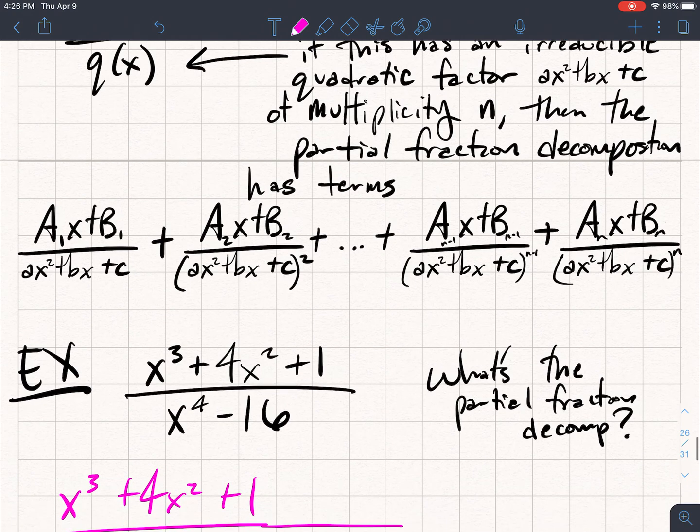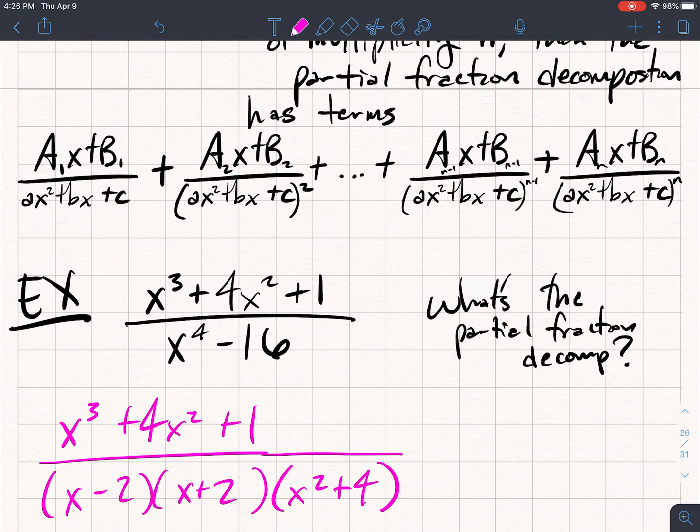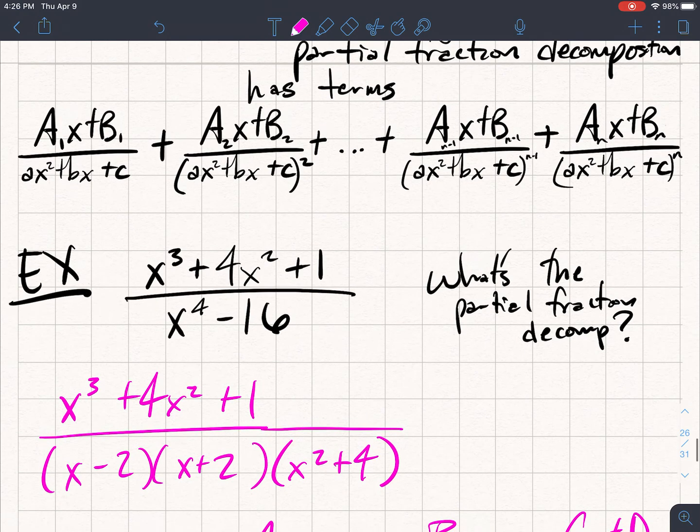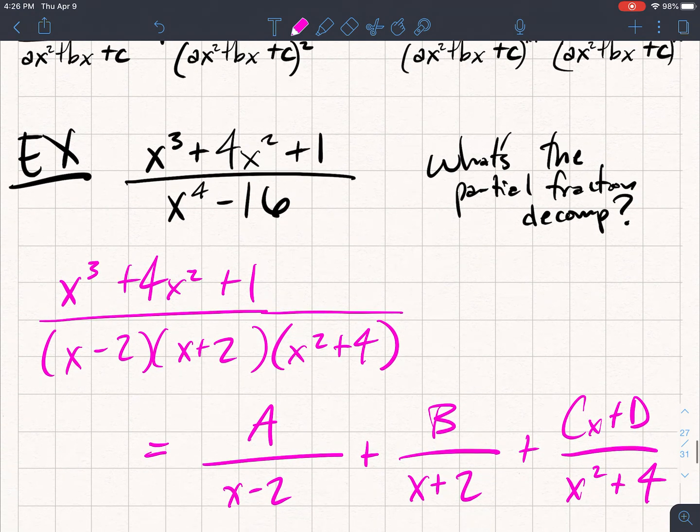Hello, welcome back. Here's what I did. Factored the bottom. x squared plus 4 is an irreducible quadratic. So there's my partial fraction decomposition. My irreducible quadratic only has multiplicity 1. My two linear factors have multiplicity 1. The linear factors get a numerator of just a constant term, and the irreducible quadratic gets a linear numerator.